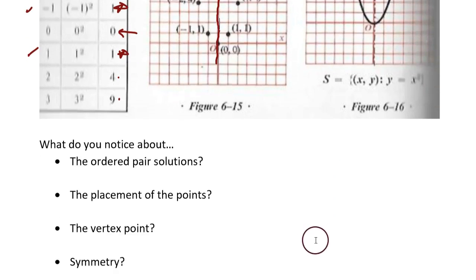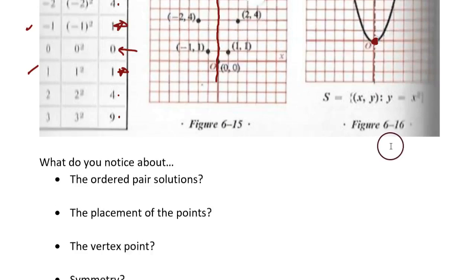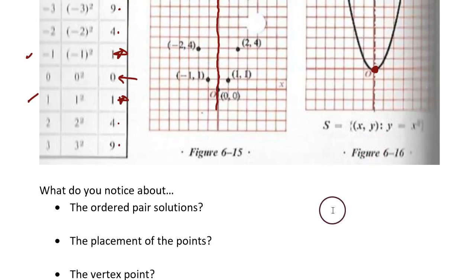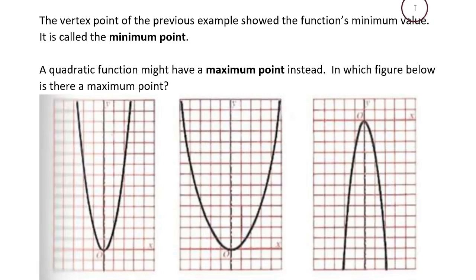What do you notice about the vertex point? In this case, the vertex point is located at 0, 0, and it is the minimum point. What do you notice about any symmetry? Well, we already commented that there appears to be symmetry with the y-axis line as the line of symmetry. Left of that line is the mirror image of what's to the right of that line.